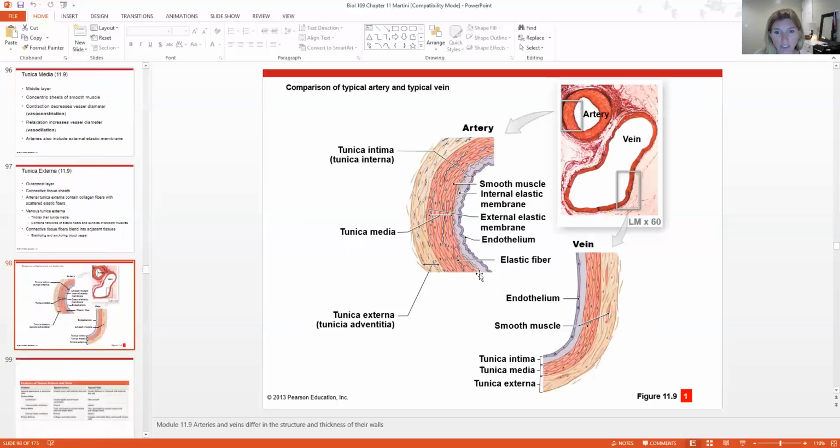Here you can see an artery, more muscular layer, tunica media. A vein has a much thinner tunica externa, and check out the lumen of these things. The vein is much more relaxed. The artery is very spherical shaped because the blood pressure in the artery is much higher.